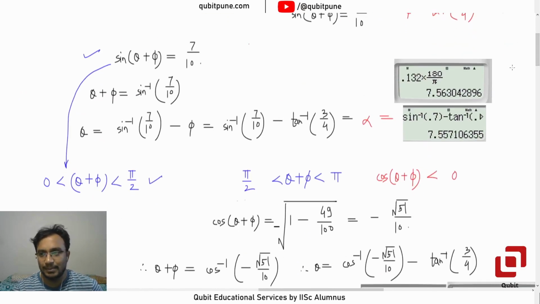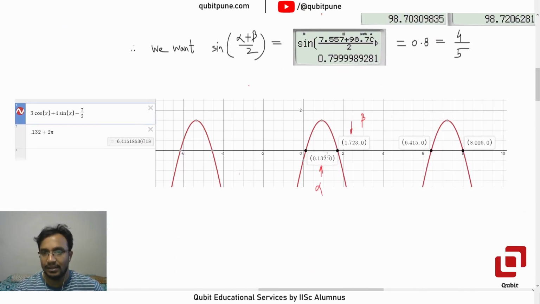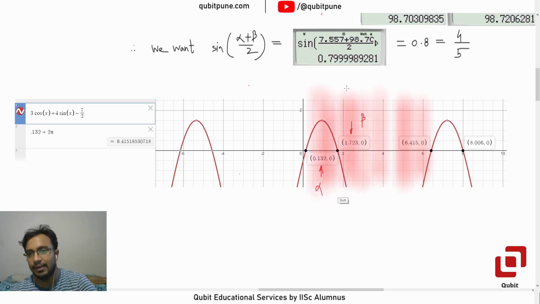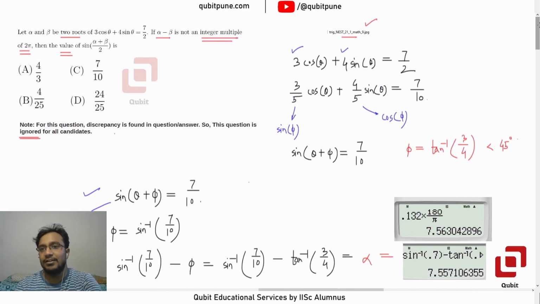These are also principal solutions, meaning in the range 0 to 2 pi, that's this interval, somewhere here. So that is question number 9 from NEST 2021 first shift.